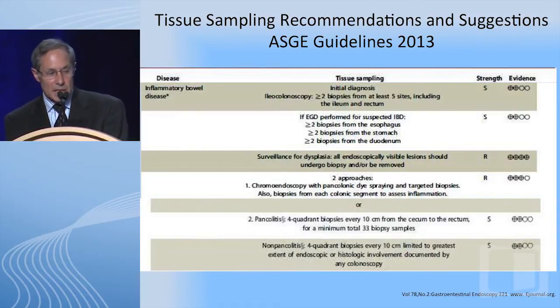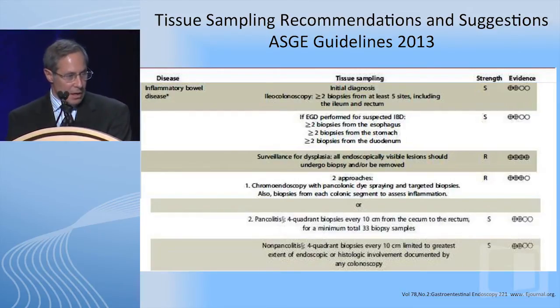This slide depicts recent ASGE guidelines for tissue sampling in inflammatory bowel disease. So 2 scenarios are depicted here. One is for initial diagnosis, and one is for surveillance. So up at the top, tissue sampling for initial diagnosis.